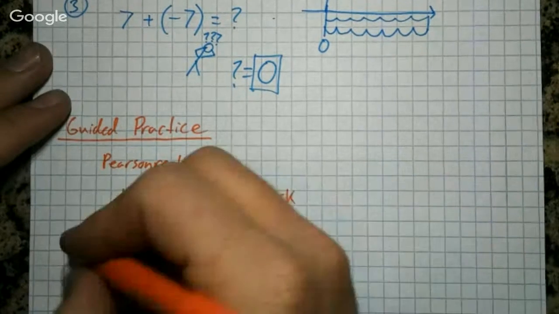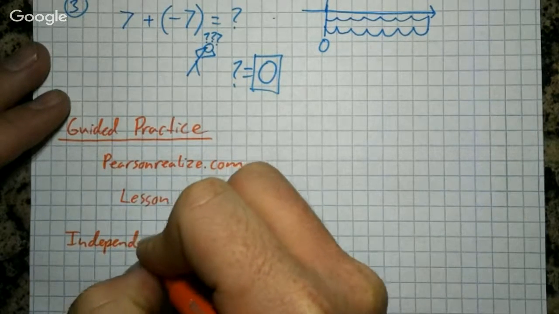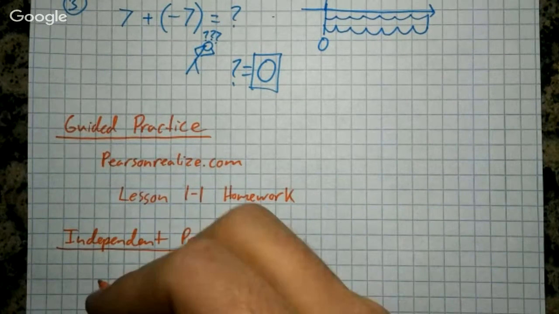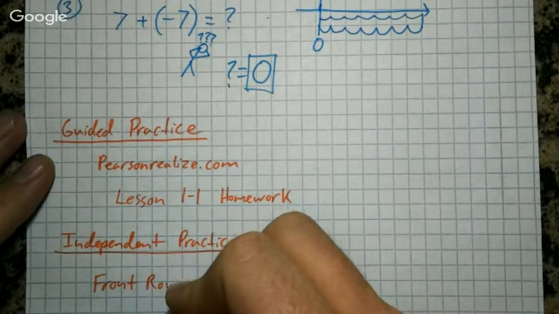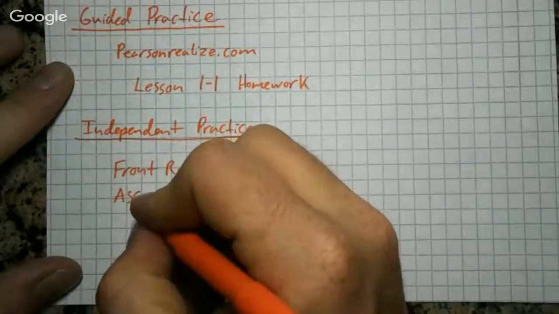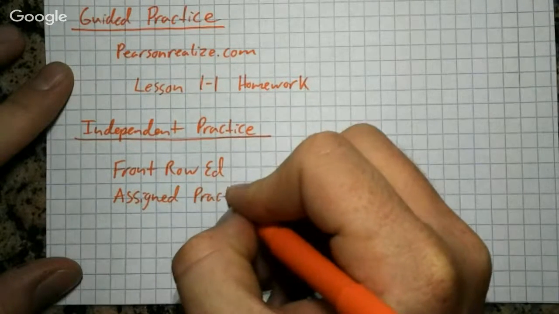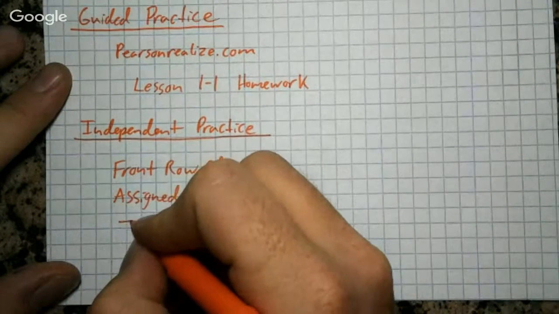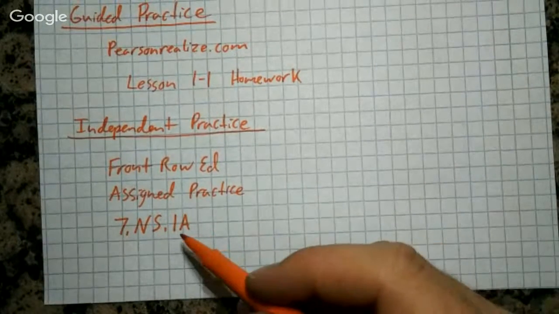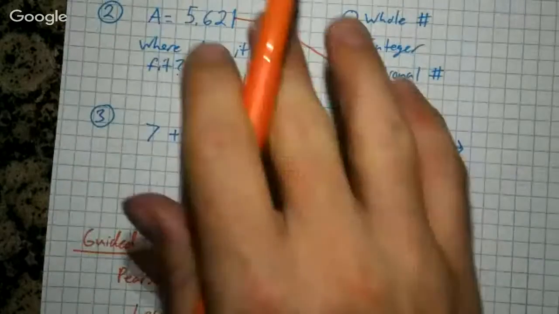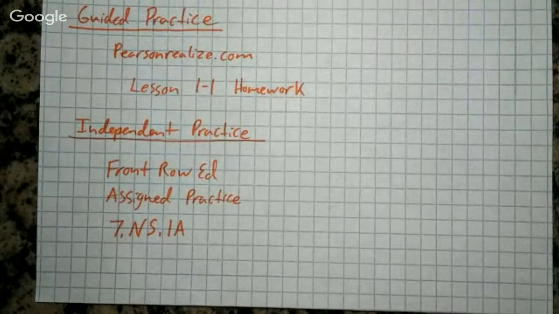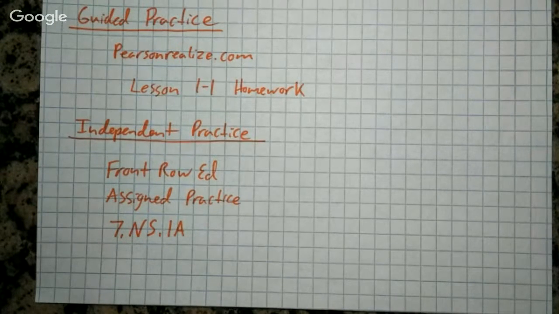When you finish that, your independent practice is going to be on Front Row Ed. You're going to go to Front Row Ed, go ahead and go to Assigned Practice, and then select the one that says 7.NS.A1. You're going to click that and go through, and it's going to give you 10 questions based on this kind of information. When you complete that, you are done with your math lesson for the day, and you can go ahead and submit this assignment online. Actually, I mean, mark as done. There won't be anything to submit.